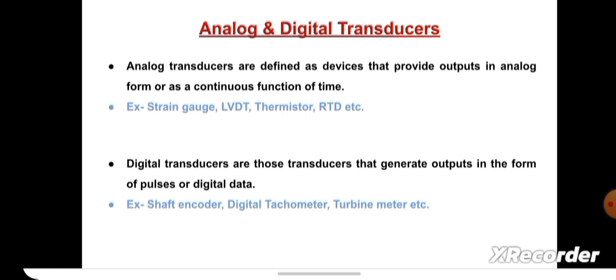Next, analog and digital transducers. Analog transducers are defined as devices that provide outputs in analog form or as a continuous function of time. Examples are strain gauge, LVDT, thermistor, RTD, etc. Whereas digital transducers are those transducers that generate outputs in the form of pulses or digital data. Examples are shaft encoder, digital tachometer, turbine meter, etc.